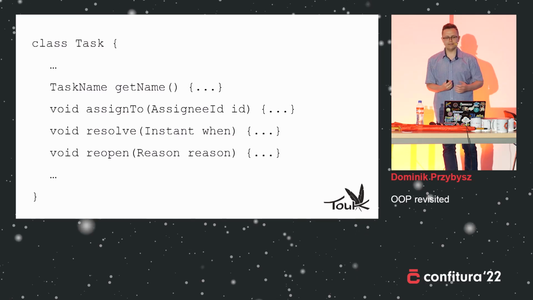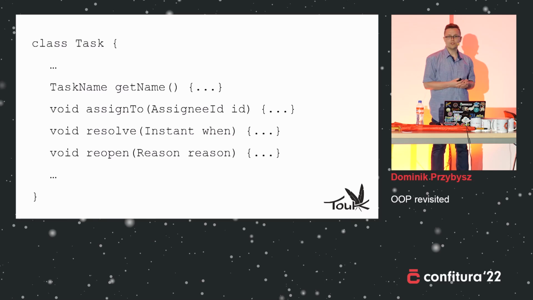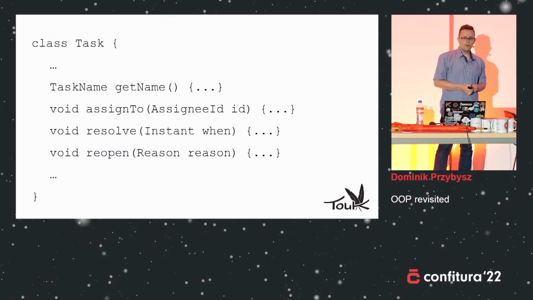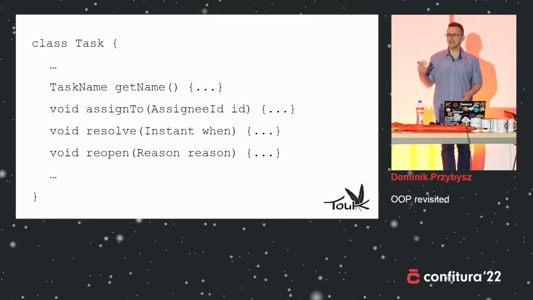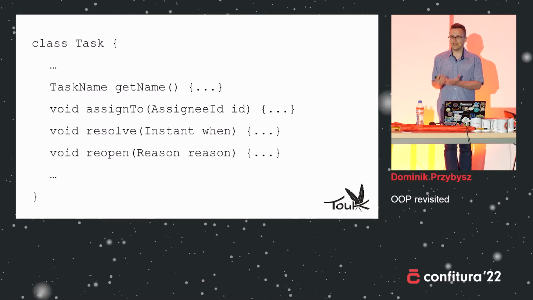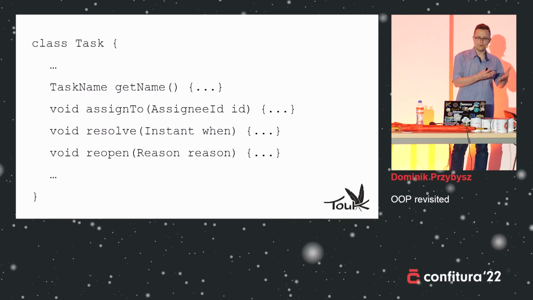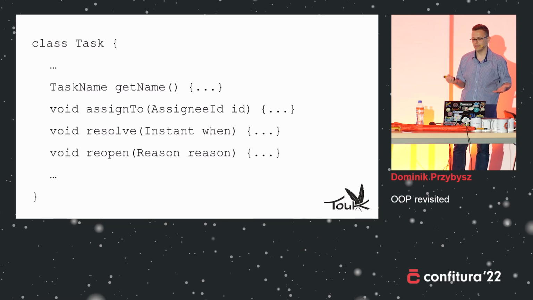So we have created the task class, which has one getter, and we have created this getter on purpose. It returns the immutable value. We also have the methods connected with the real action that you can make with this object: assign to, resolve, reopen. You can hear that these are the things that you can really do in the normal world with the task element.